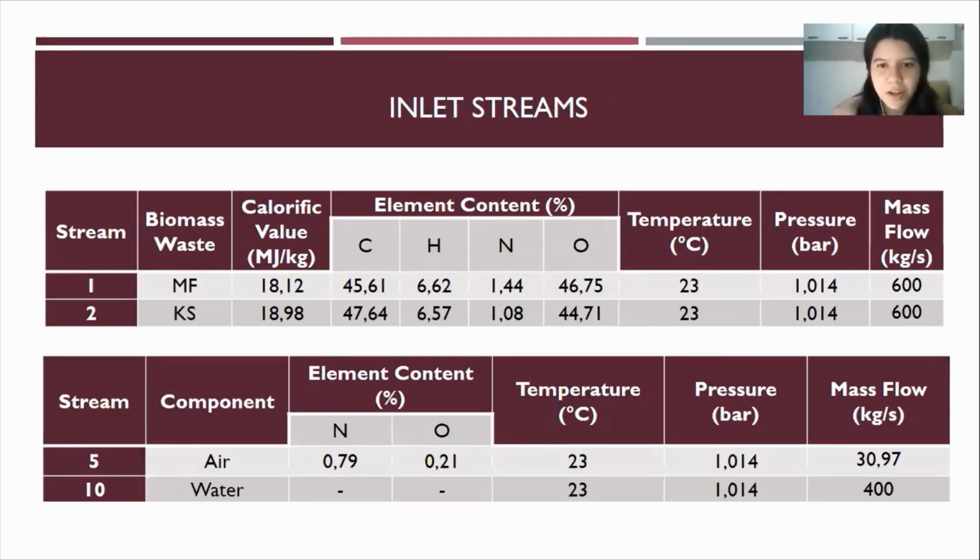Okay, so here we have the inlet streams composition. In the first one, we have the mesocarp fiber, and in the second one, we have the kernel shell. The calorific values are shown, as well as the other conditions like temperature and pressure, which are at environmental conditions. In this case, we use 600 kilograms per second of each type of biomass as mass flows. We also have the air flow used for the combustion and the water flow for steam production.